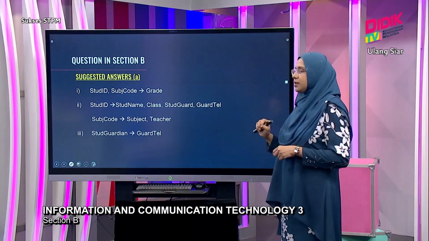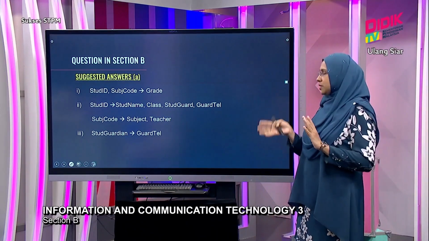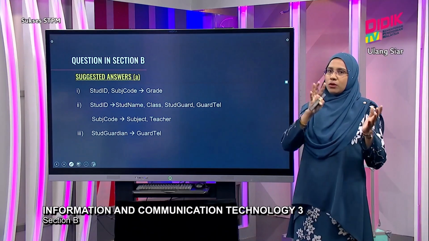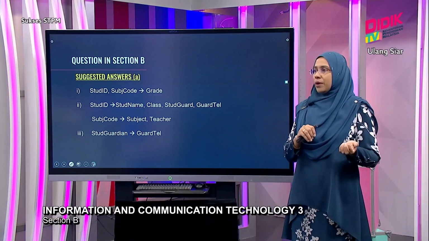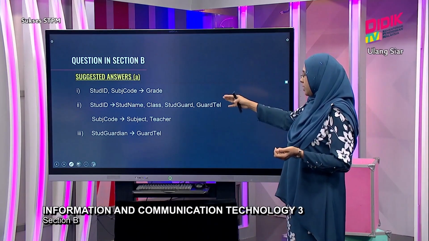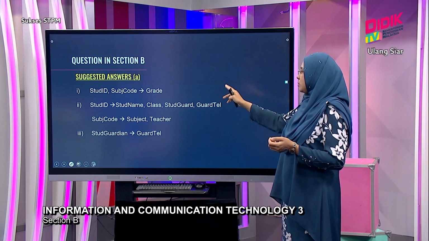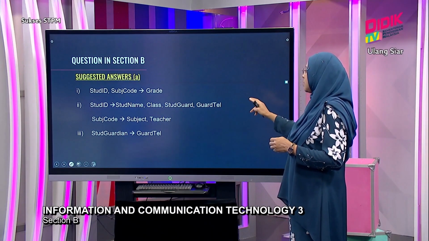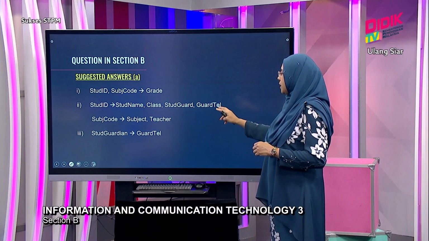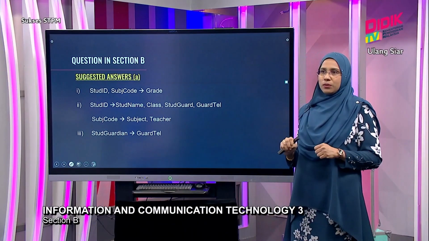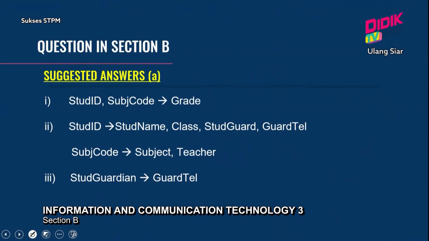For the second one, partial. Partial means half-half. Half depends on the first primary key, another half depends on another primary key. So we have 2. Student ID, student name, class, student guard, and guard telephone number depend on student ID. Subject and teacher depend on subject code. So this is partial dependency.